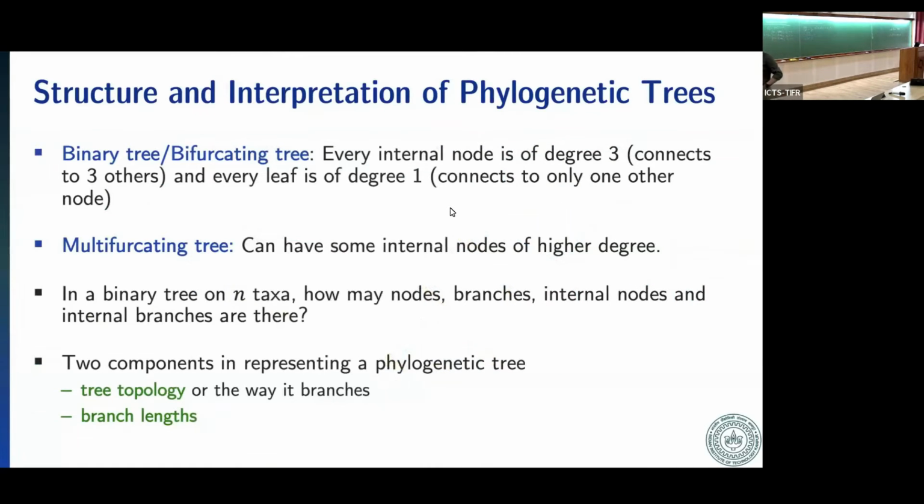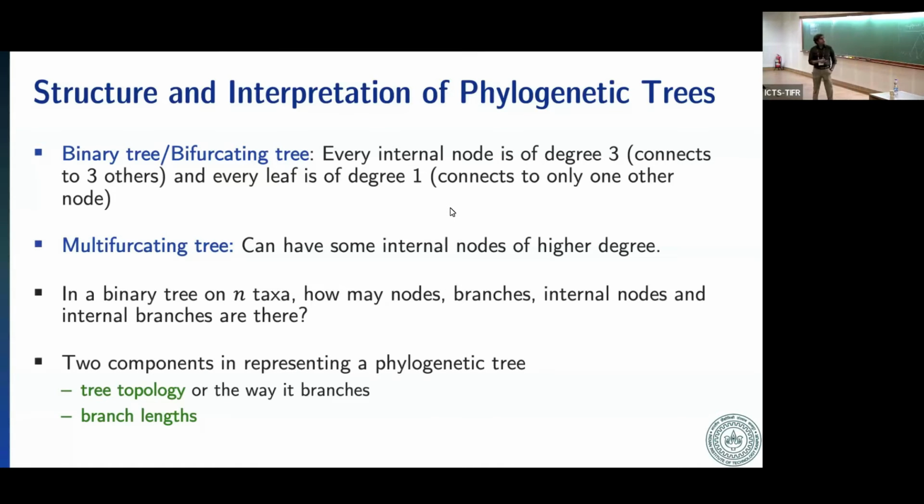Okay, so now coming back to some simple terminologies. We have this binary tree or bifurcating tree. This is the definition I already mentioned, that every internal node should be of degree 3, that is, it connects to 3 other different nodes. And every leaf is of degree 1, that is, it connects to only one other node. Okay. Now, is this the only kind of tree that makes sense? No, not necessarily. There can be multifurcating trees also, where some internal nodes can have higher degree. Why can that happen? We are going to see some examples later.